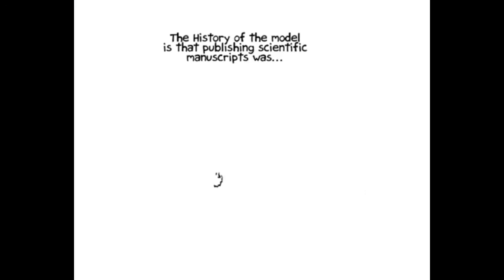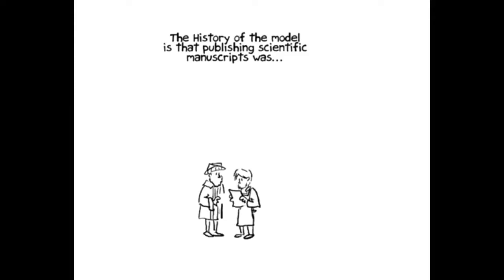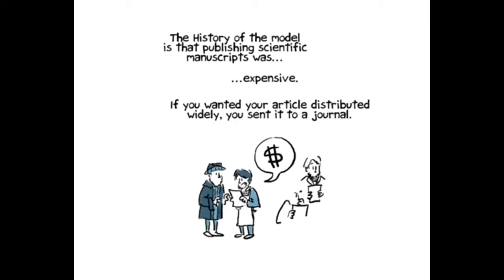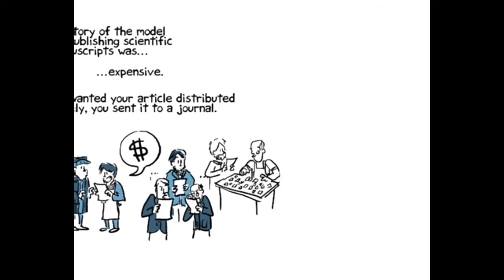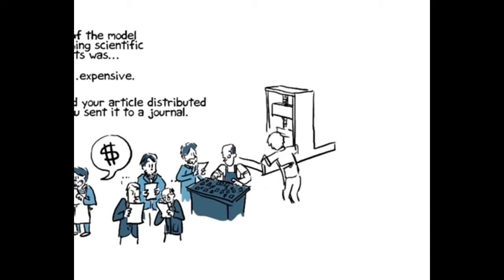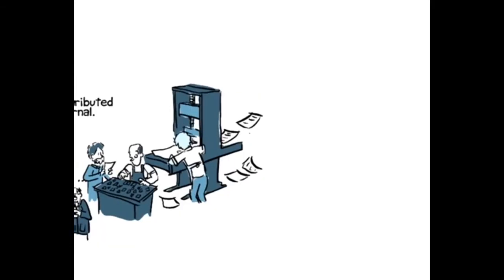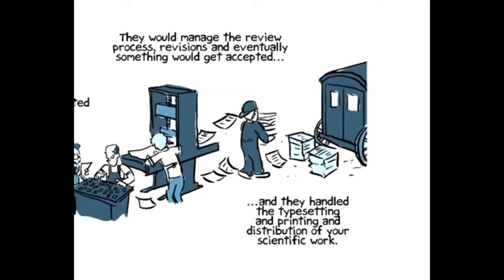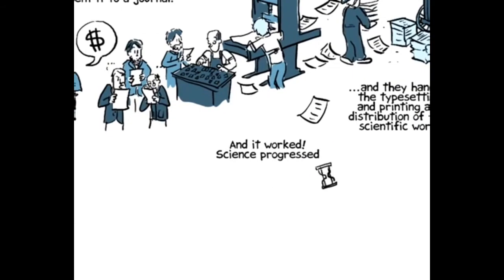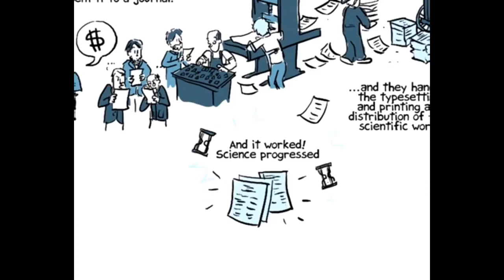The history of the model is really that publishing scientific manuscripts, especially ones with complex, detailed color figures, was expensive. So if you wanted your article distributed broadly and widely, you sent it to one of these journals, and they would manage the review process and the communications with reviewers and revisions, and eventually something would be accepted, and they handled the typesetting and the printing and the distribution of your scientific work. And it worked. It worked great. Science progressed pretty well, and it became a good way to distribute scientific papers.